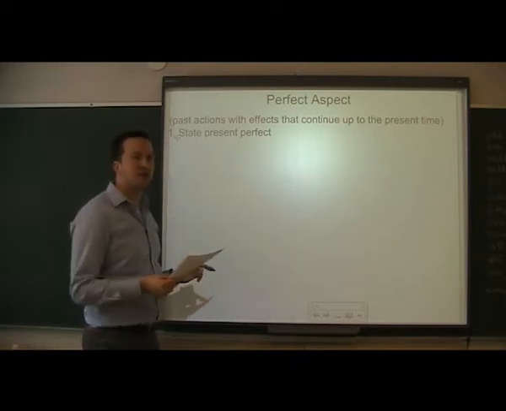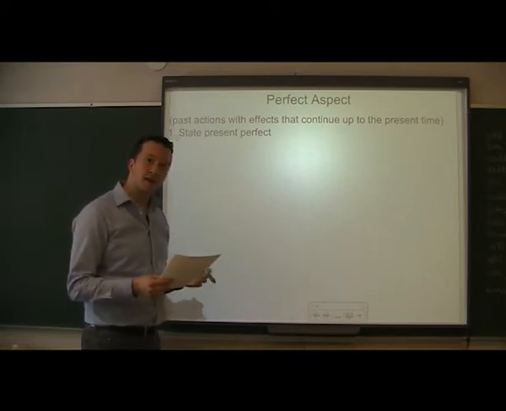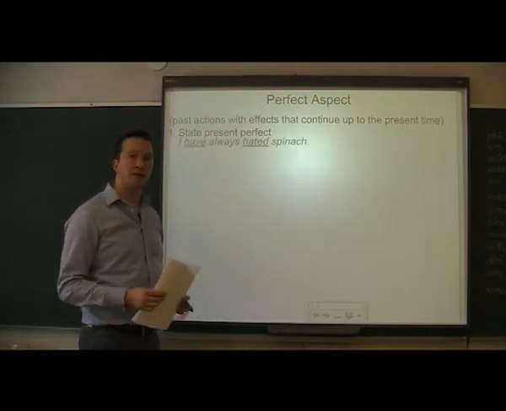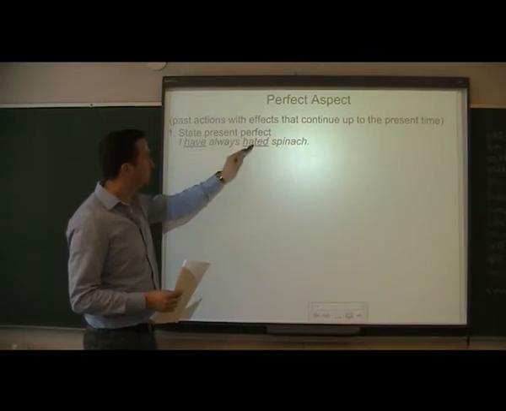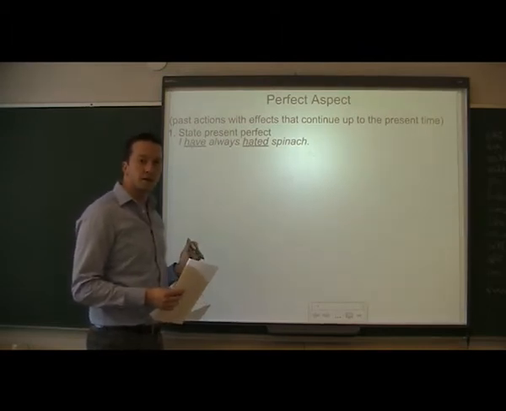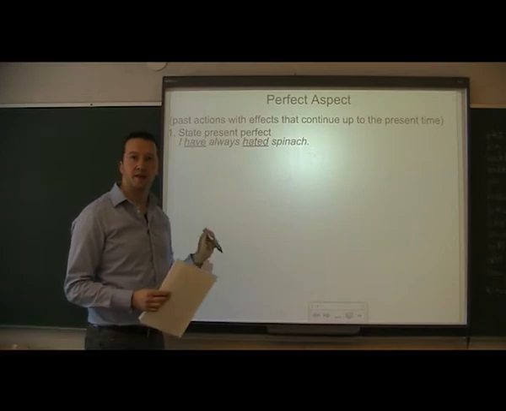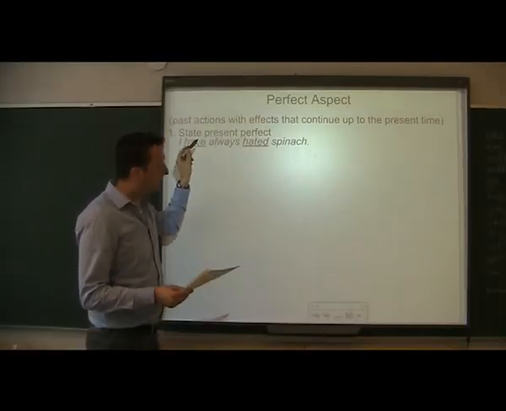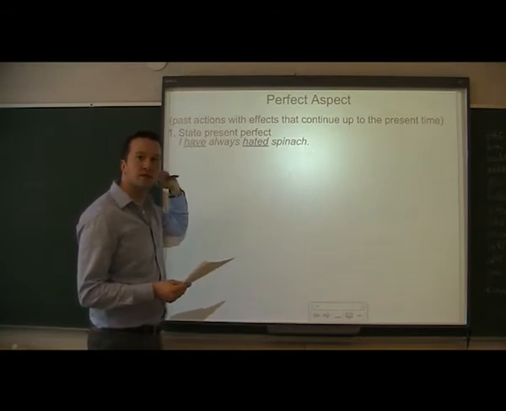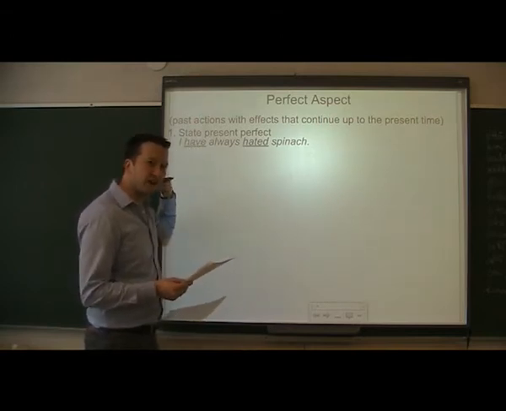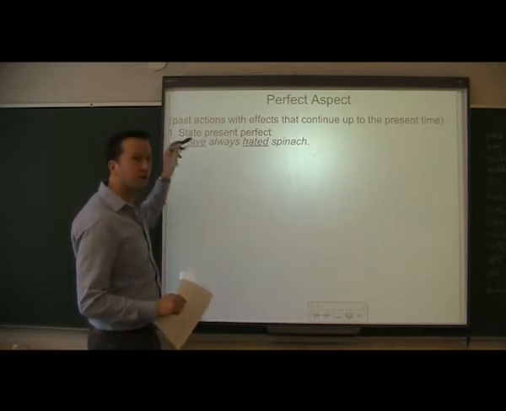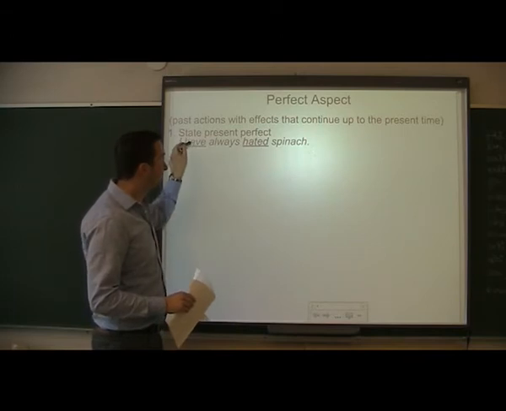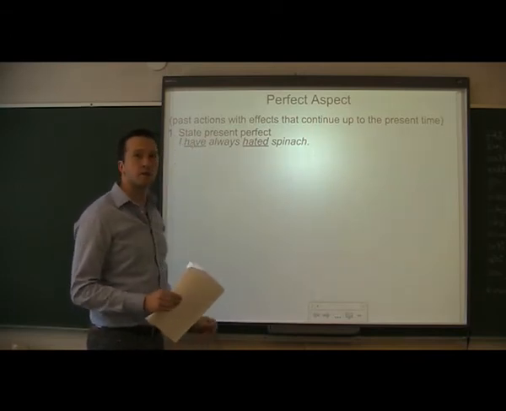We use that to describe an unbroken state that still holds through, as in, I have always hated spinach. We have perfect aspect there, because we can say that I still hate spinach. If we had the simple past here, it would mean that the action or state was completed, that it's not valid anymore, that I don't hate spinach anymore. But the perfect aspect says that it still holds through.